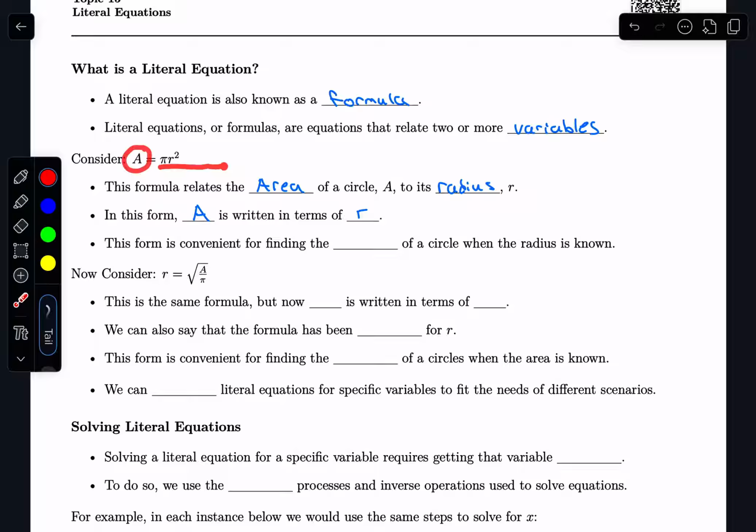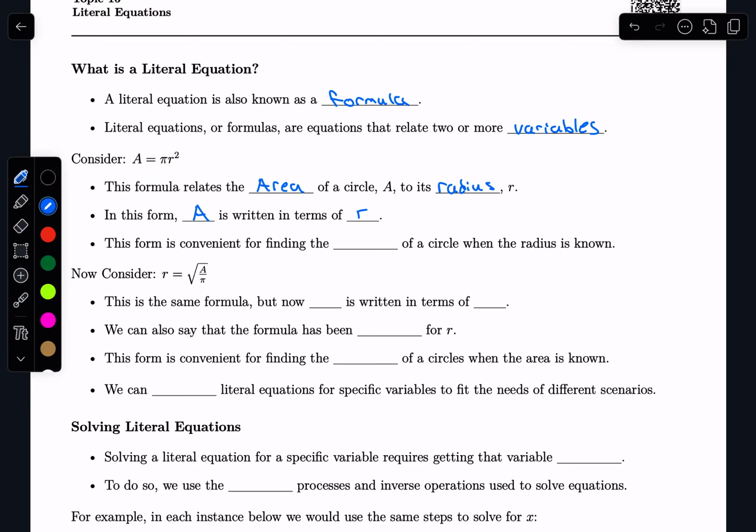So in this case, you might be a little bit confused because there's a pi there also. So you might want to say that A is written in terms of pi and r, but pi is actually not a variable. Pi is just a number. It's approximately 3.14, but that is just a number, not a variable.